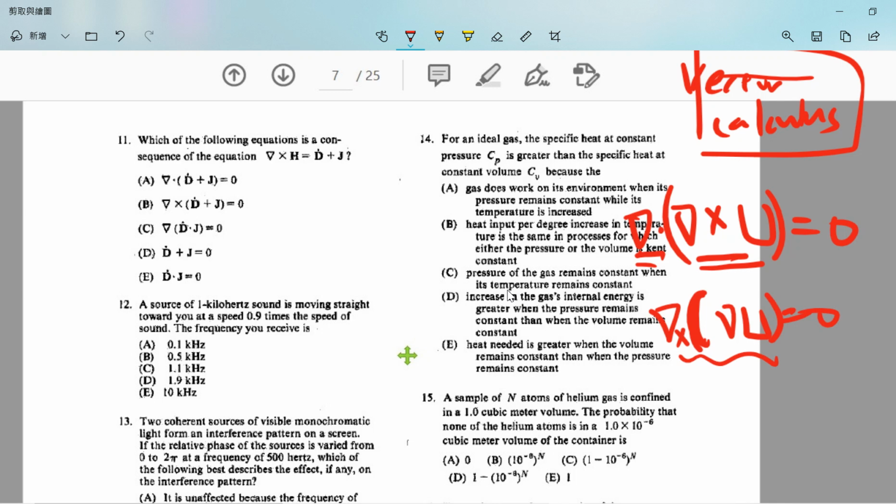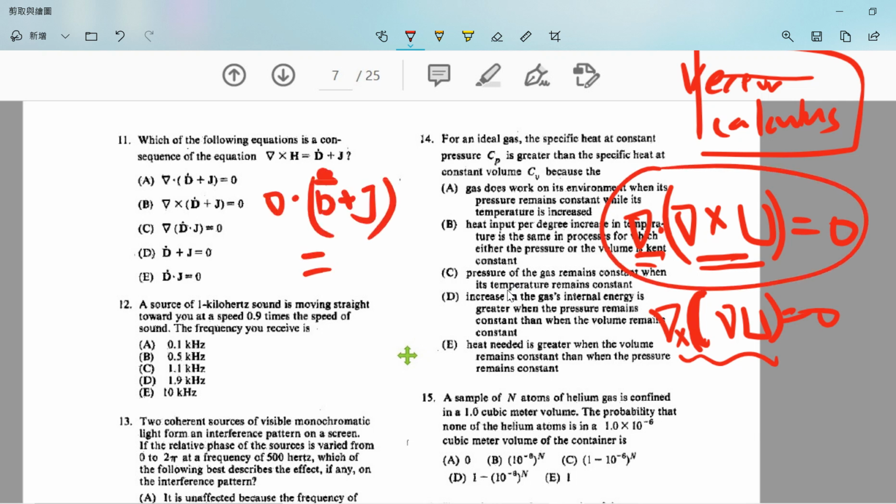Okay. So which one? We use this one. So we have this one. We take the divergence of both sides. So the answer is A. Answer is A.